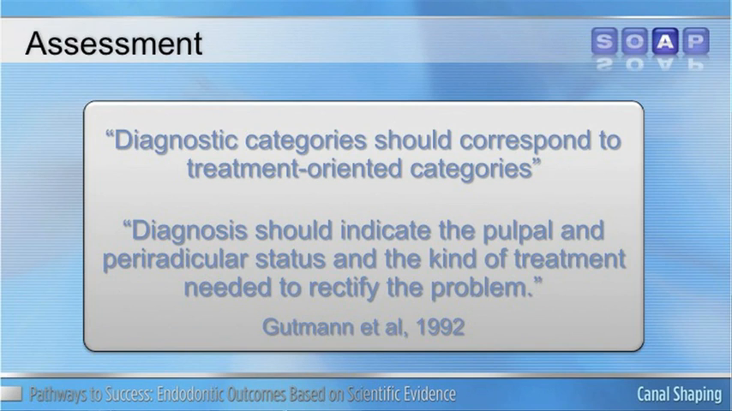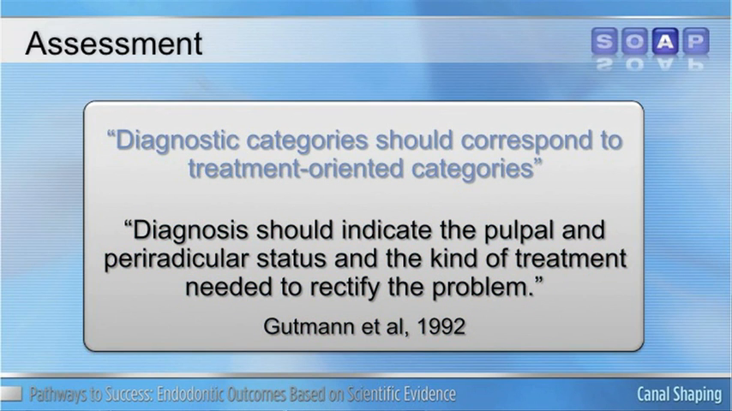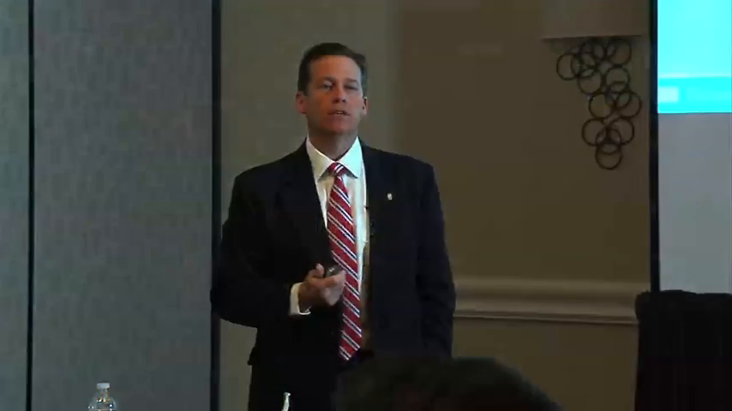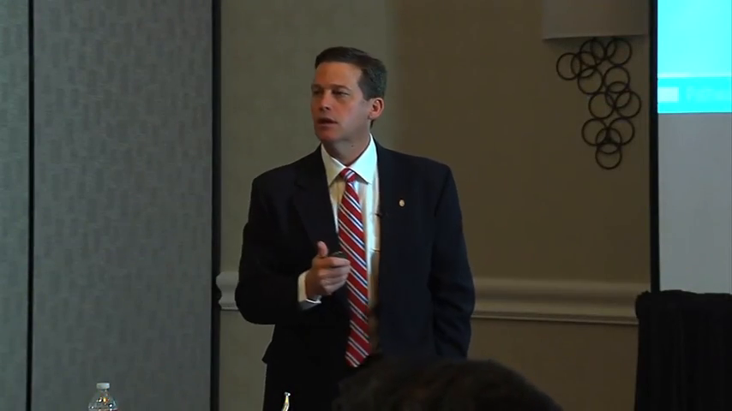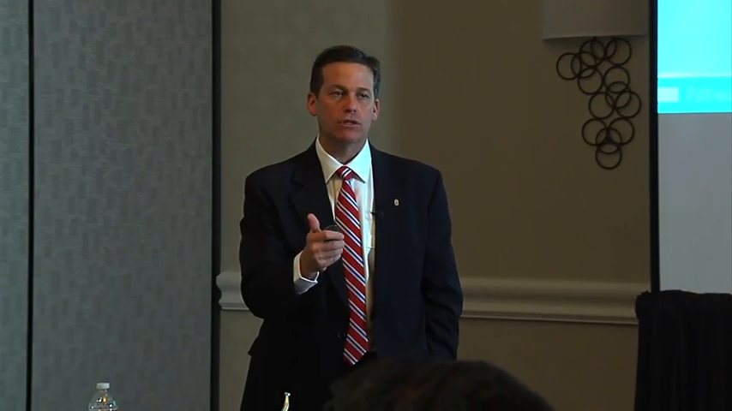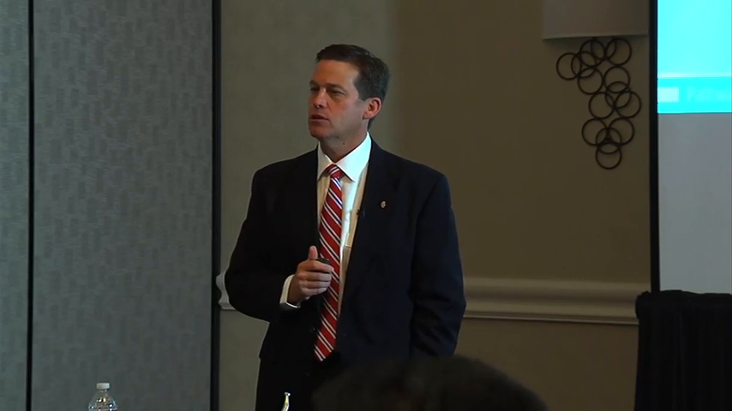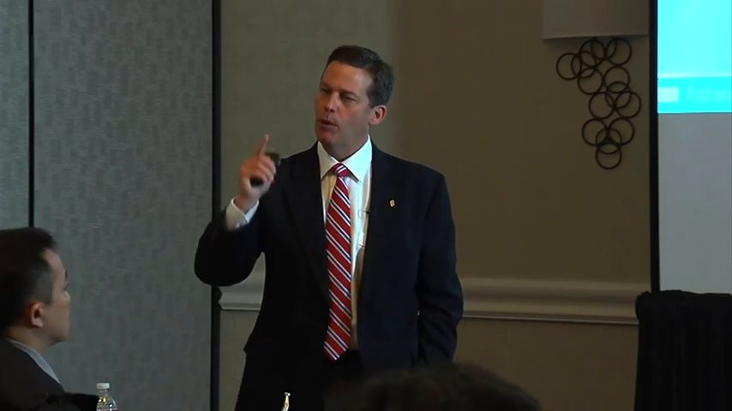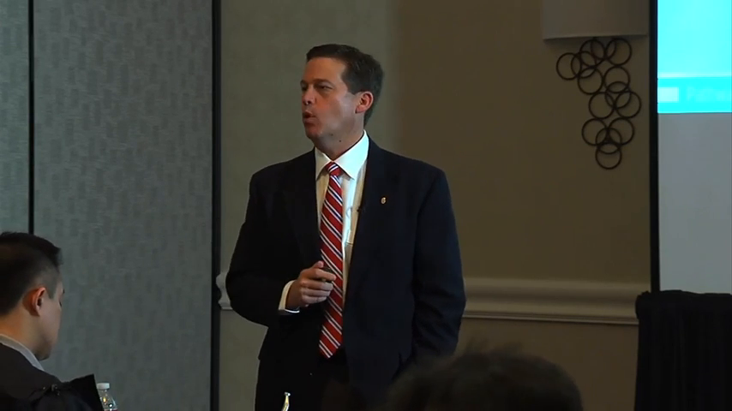Remember what Guttman told us. In 1992, Guttman described something, and I want everyone to remember the importance of the sequence. We have to remember, diagnosis should indicate the pulpal and periradicular status and the kind of treatment needed to rectify the problem. I want to take it a step further. Please do me a big favor. Whenever you're doing diagnosis, remember the most important thing is come up with your pulpal diagnosis first, then your periradicular diagnosis. Never jump in and come up with your periradicular diagnosis before pulpal.